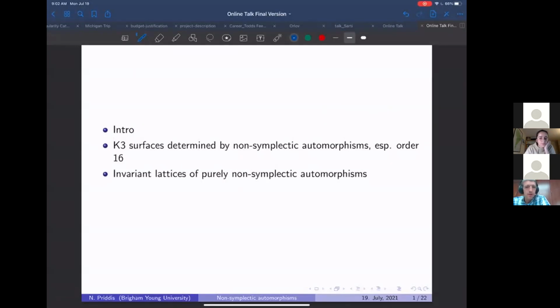So this is kind of what my talk is going to be like. I'm going to give a little bit of introductory slides, and then we'll talk about K3 surfaces when they're sort of determined by certain non-symplectic automorphisms. And I'm going to especially focus on order 16, which is where our work was in a recent paper. And then I'm going to talk about, at the end, a little bit about their invariant lattices.